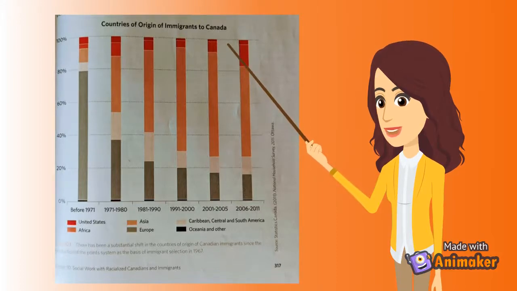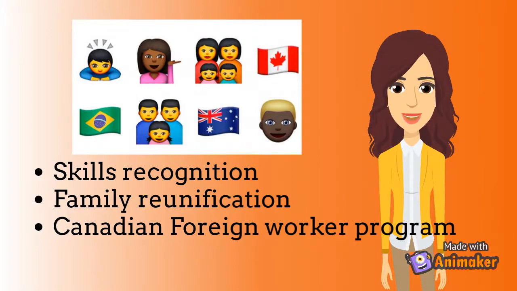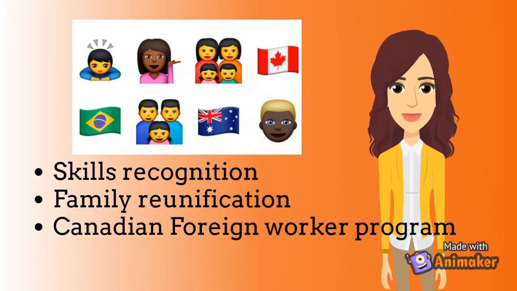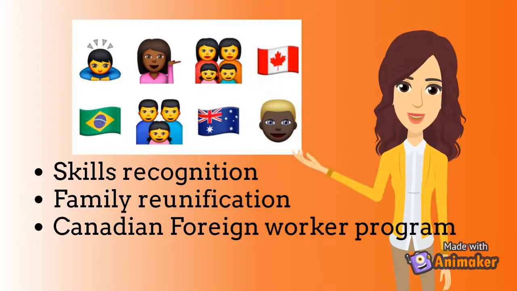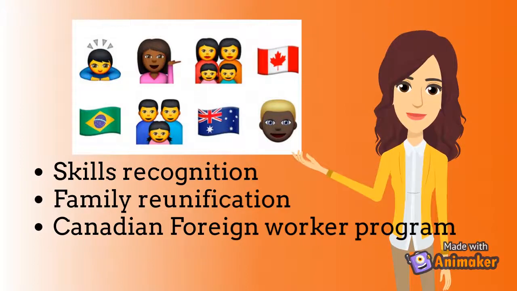However, immigration issues did not stop there. In the present day, the three issues mentioned in the book that directly affect the professionals who assist immigrants are skill recognition, family reunification, and the Canadian Temporary Foreign Worker Program.